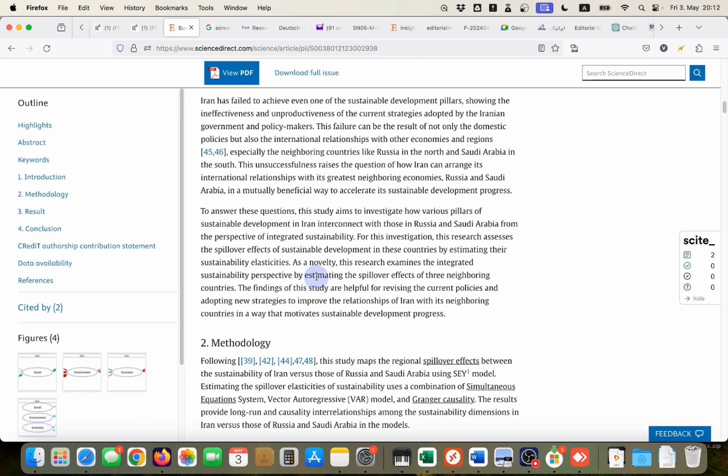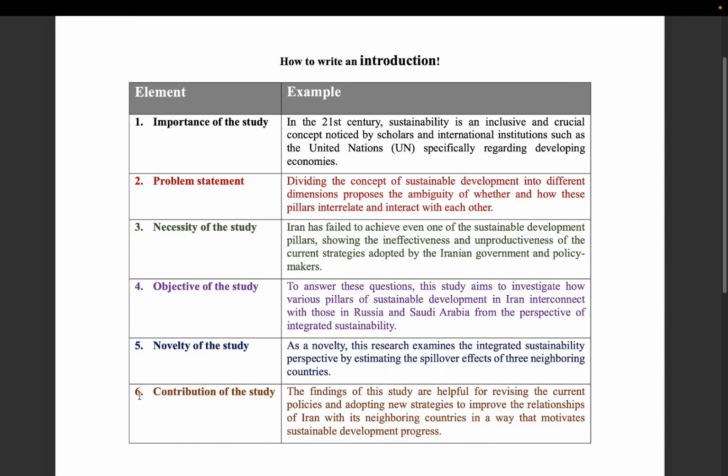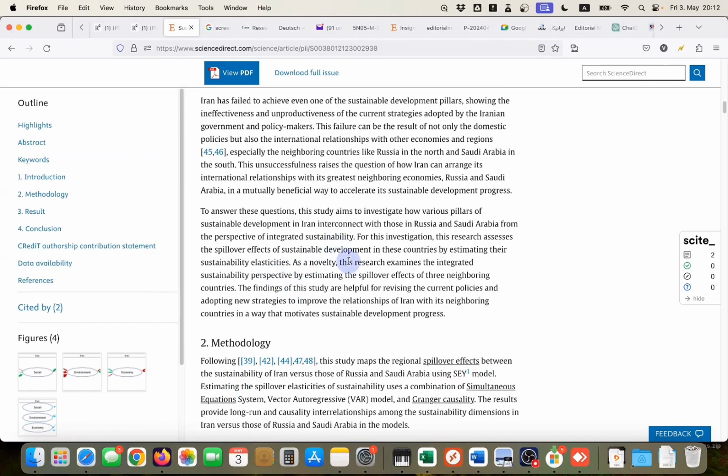Other alternative phrases are, this research innovatively examines. The innovation of this research is so and so. And preferably, the novelty of the study is positioned in the same paragraph as the objective of the study. After the novelty of the study, the introduction can write the contribution of the study. As you can see, this paper writes the contribution of the study exactly after the novelty of the study.